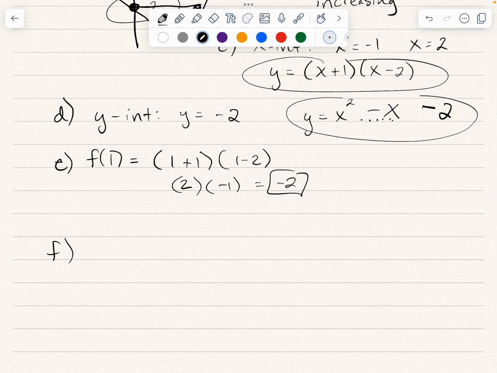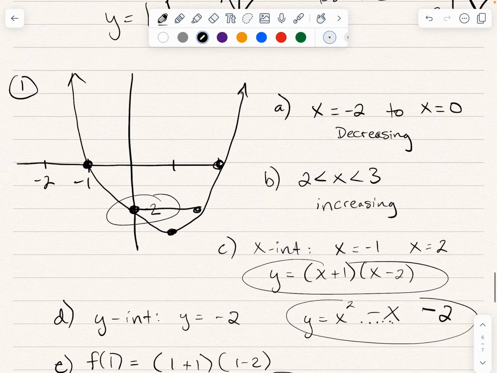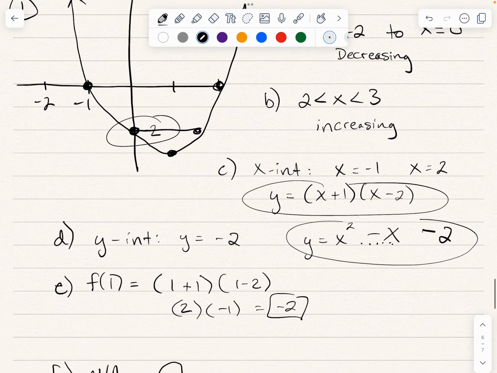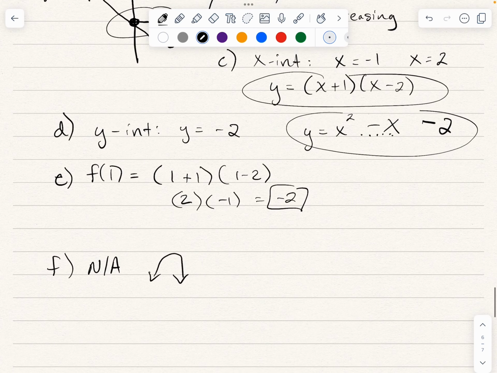Part F, my maximum here. Our graph does not have a maximum. There is no point where it's increasing and then goes to decreasing. My graph does not look like a mountain right here. It's actually up like a cup, not down like a frown. So ours has a minimum though, and the minimum is going to be at that vertex.